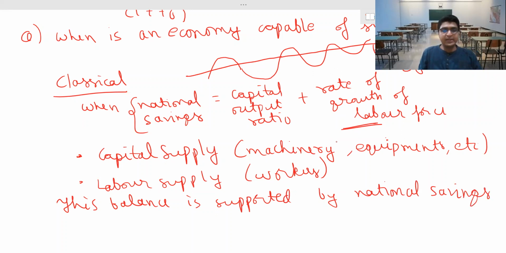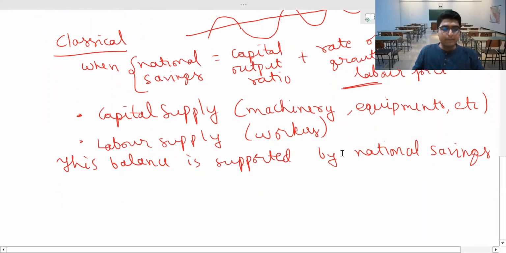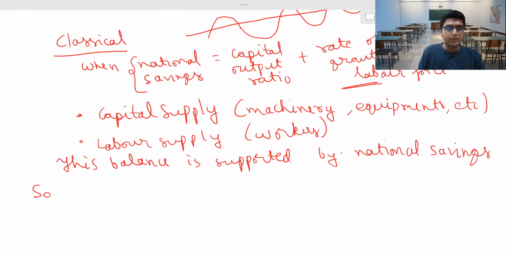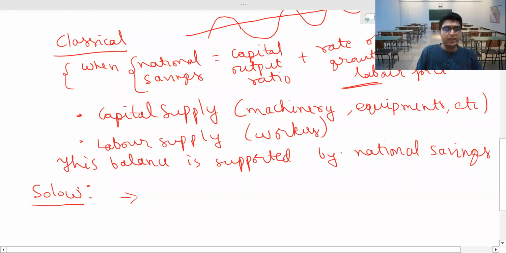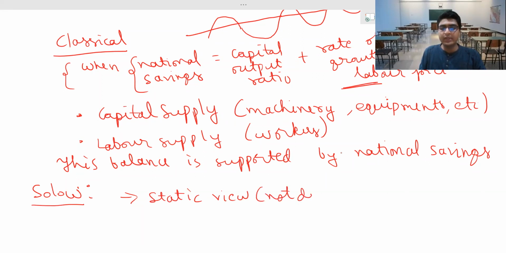So when this happens, they say, just theoretically, that in that case the economy is capable of constant growth. But then there comes Solow, okay? He totally busted this theory. He says that this equation is just theoretical, and at the same time it is just a static view. Static basically means not dynamic, which means it doesn't change with time. It is not a dynamic theory, okay?